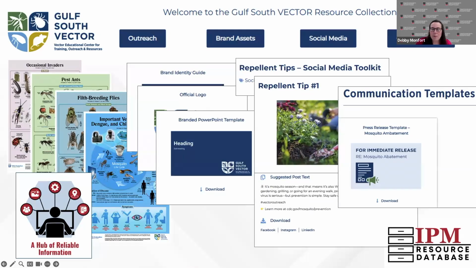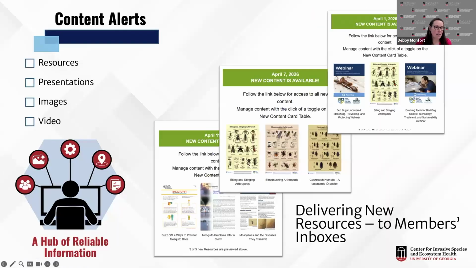So now what? We have partners, we have users. Now what? Well, we have a whole lot of information and we want to provide all those people information, but what do we do? This is where the hub of reliable information comes in, thanks to the resource database. So we are bringing all that content in, loading it in, using the content alerts that we've mentioned to deliver, hey, you've got new content, right to email boxes.